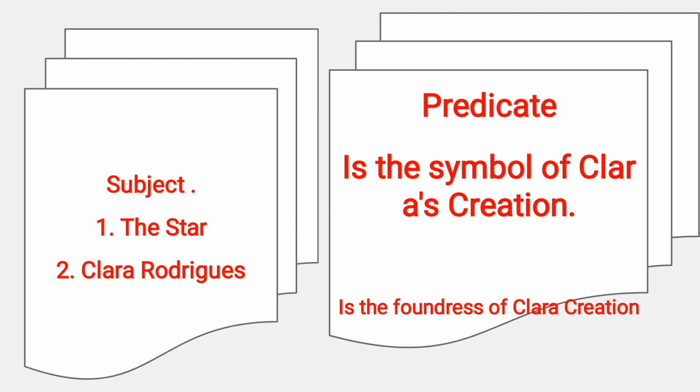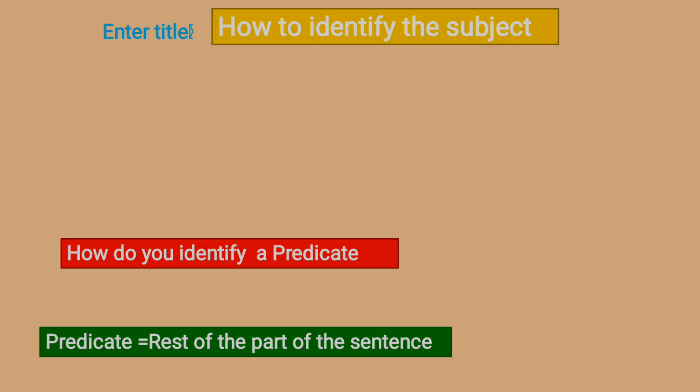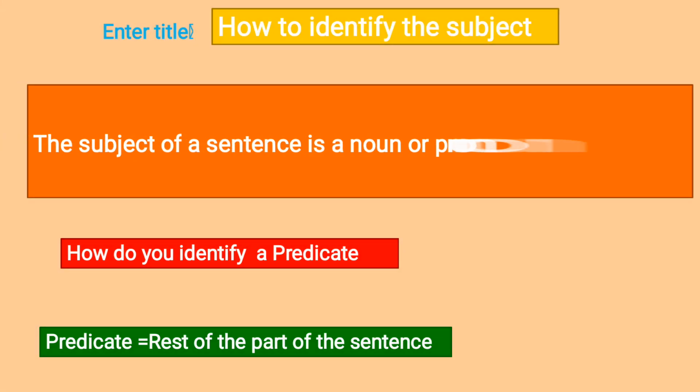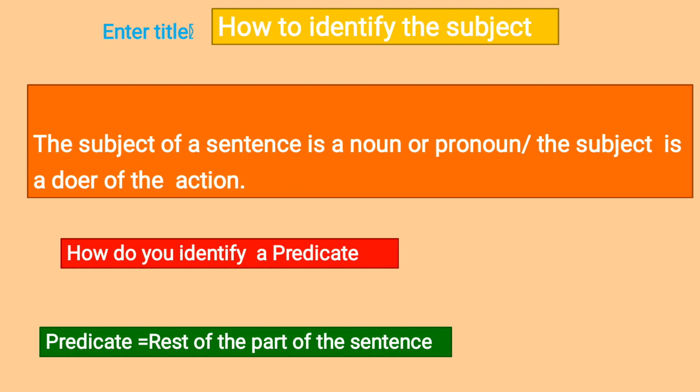Now, the star is a symbol of Clara's creation. Now here star becomes the subject and the rest of the part is the predicate. Clara Rodriguez is the foundress of Clara's creation. Clara Rodriguez is a naming word. The person who started with Clara's creation. So now we can understand the definition better.